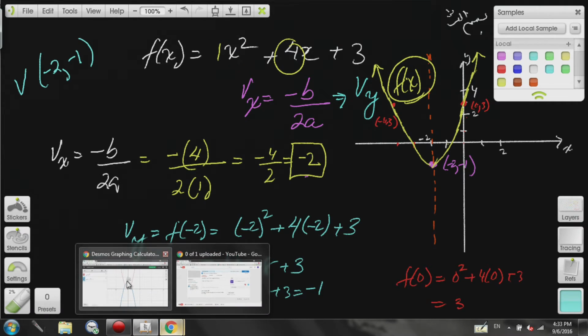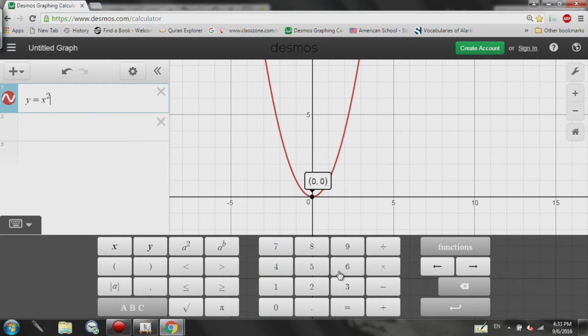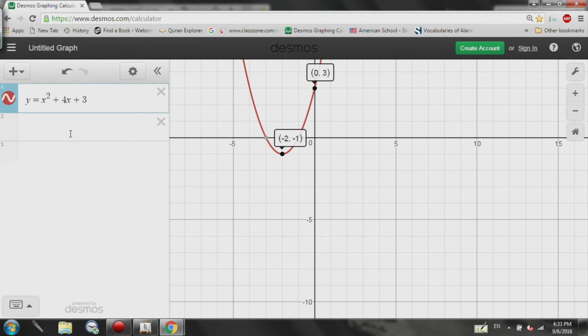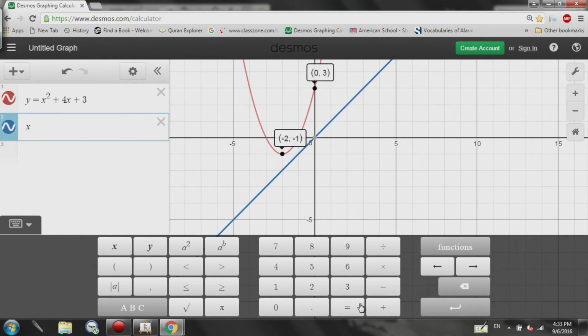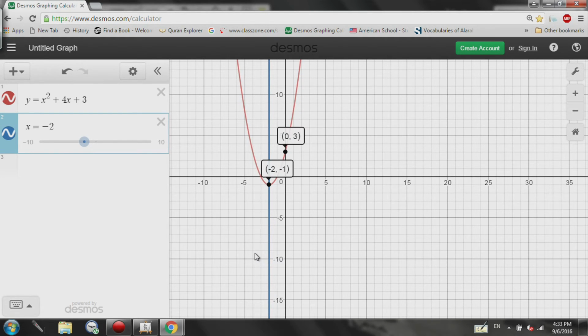Let's do it here on a graphing tool. So, plus 4x plus 3. There we go. So there is our parabola. So let's put the axis of symmetry in here. And there is our axis of symmetry. I draw that out like that. See that? The equation of the axis of symmetry is x equals negative 2.